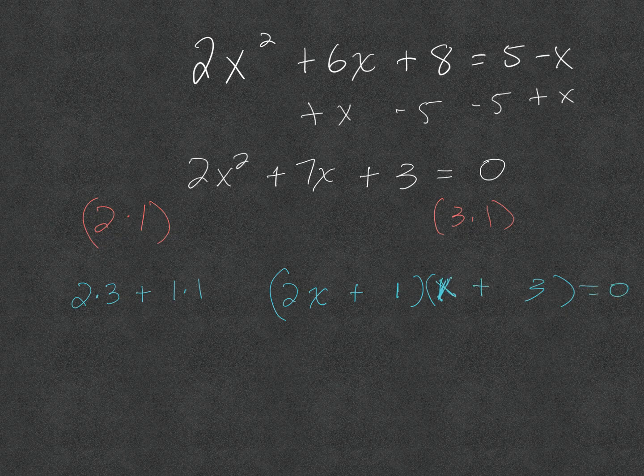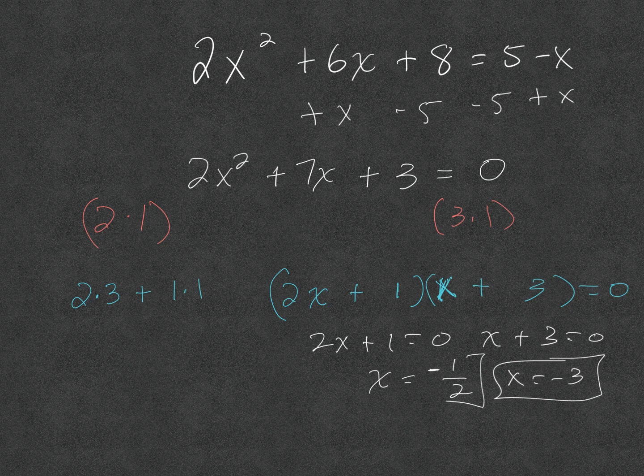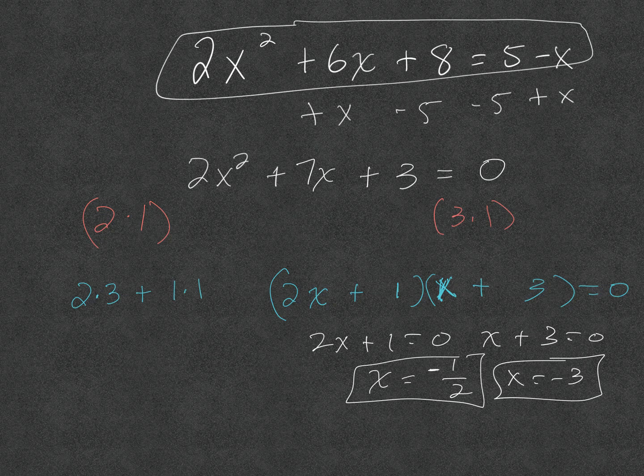And we set each equal to 0. So 2x plus 1 is equal to 0. x plus 3 is equal to 0. We have two solutions. x is equal to negative 1 over 2. x is equal to negative 3. Bingo, and both do work. Okay, now let's take a look at a quicker method to solve this one.